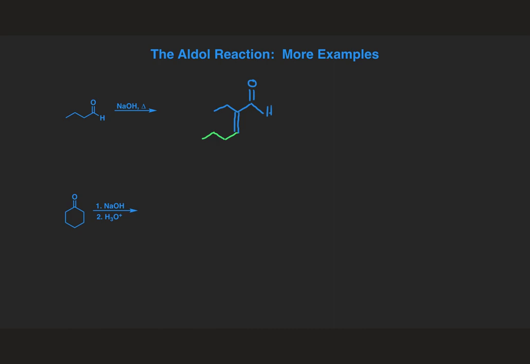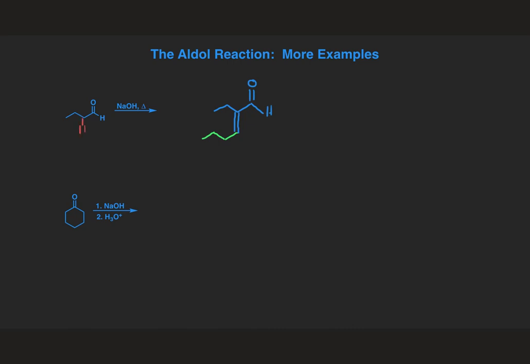where this blue part of the molecule was one of the aldehydes, and this is the one that acted as the nucleophile. And this green part comes from the other aldehyde, and it's the one that would have acted as the electrophile. If we wanted to draw the mechanism of this, we'll draw that completely one more time.